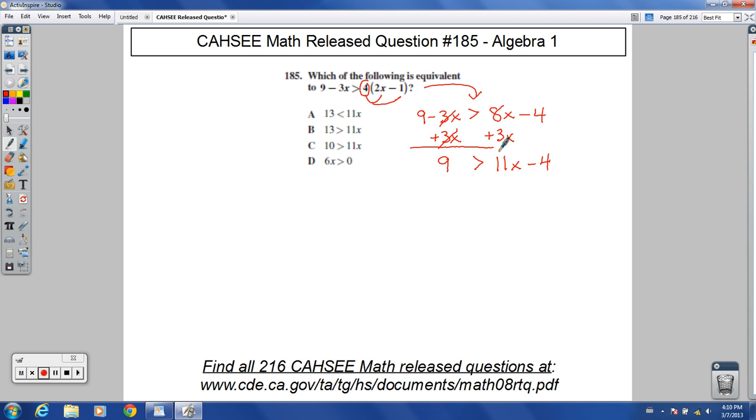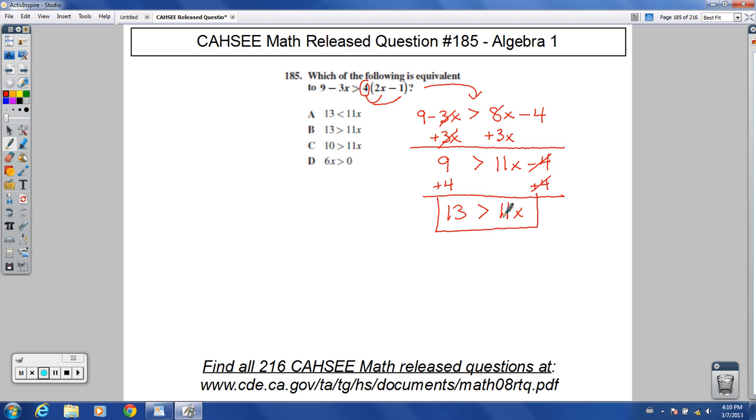And so from there, it looks like I'm still not quite there. I need to get the plain old numbers on the other side. So if I add 4, again, we're not multiplying or dividing both sides by a negative, so the sign is still going to be pointing the same way. It's still going to be greater than. This will cancel. I'm left with 11x, and I'm left with 13 on this side. So this would be my final answer.